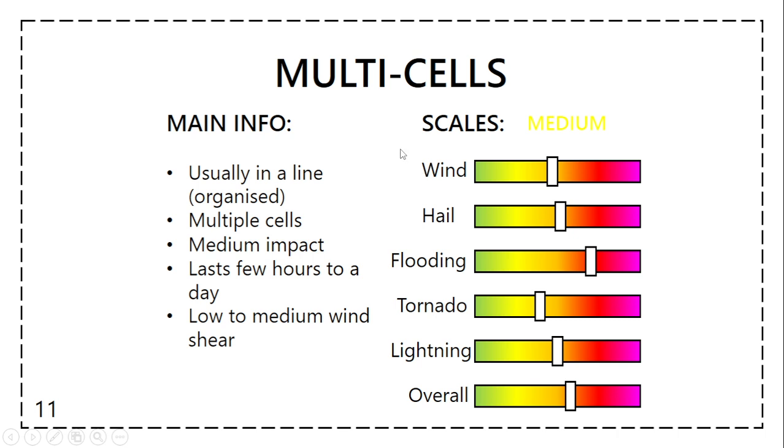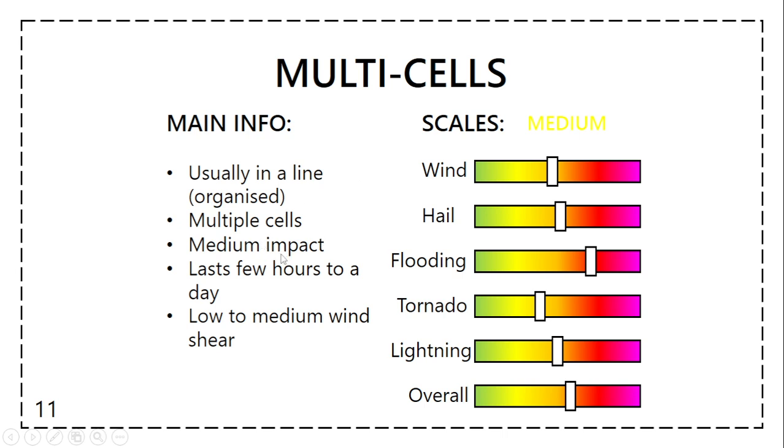Multi-cell next. Usually organized in a line. These are line storms. Some people can call them multi-cell line, or multi-cell cluster if they wanted to. These are multiple cells, and by cells, I don't mean that kind of cell. I mean cells as in multi-cell, single cell, that kind of cell. So multiple cells, I don't mean multiple multi-cell, because you don't even know what they are yet. Multiple single cells is a multi-cell.